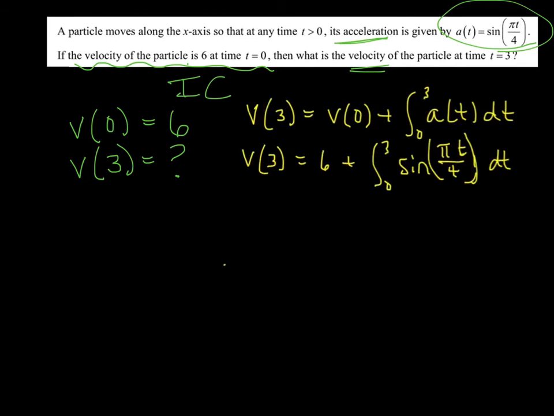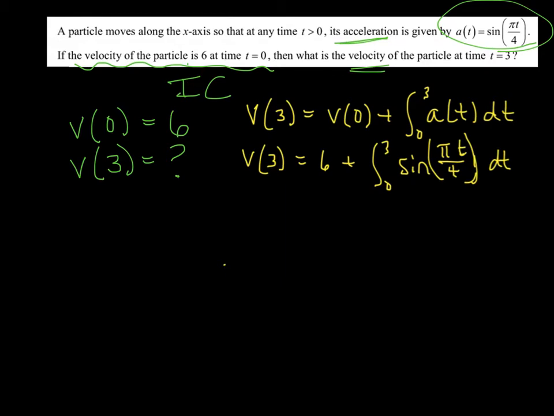Okay, so take a look at what I have here and let's compare it with yours. We said v of 3 is what we want. It's equal to the initial condition, v of 0, plus the integral. This is the change, and it's from beginning to end, so from 0 to 3 of the acceleration dt, because if I go backwards from acceleration, I will have velocity. So I plugged in v of 0 is 6, and then my acceleration function, sine of pi t over 4 dt. Now I'm ready to evaluate this.